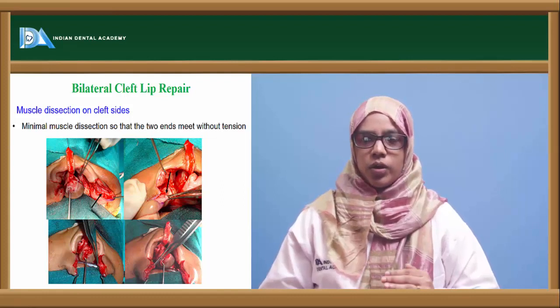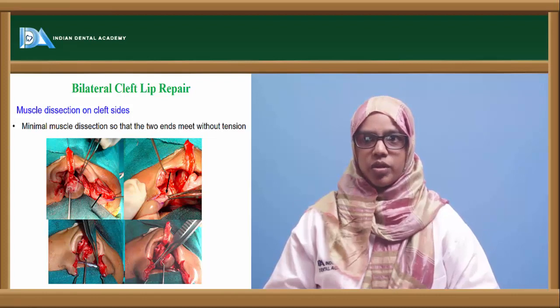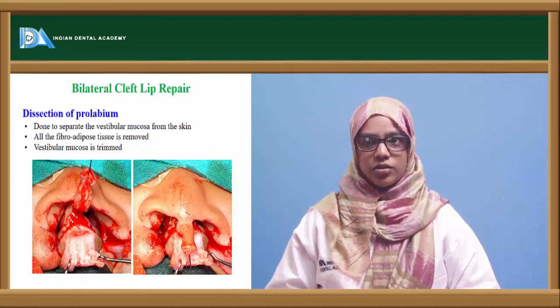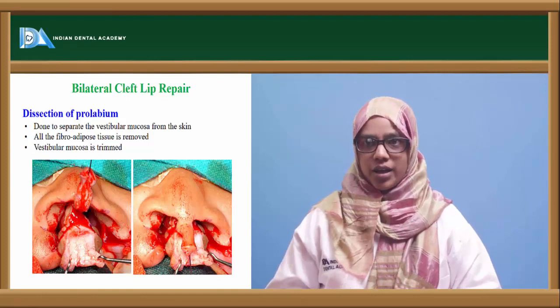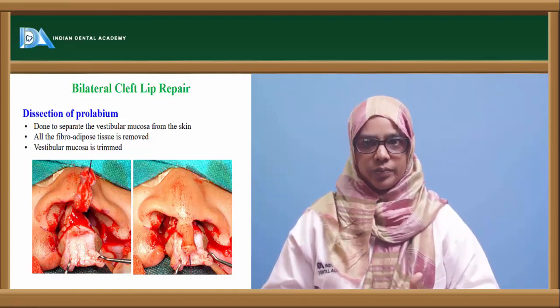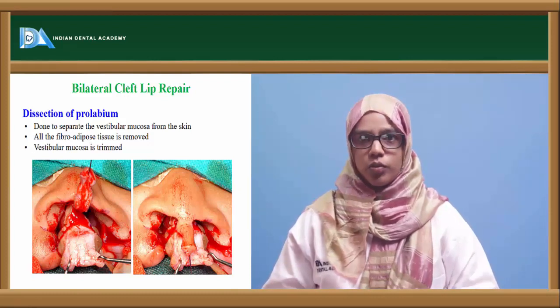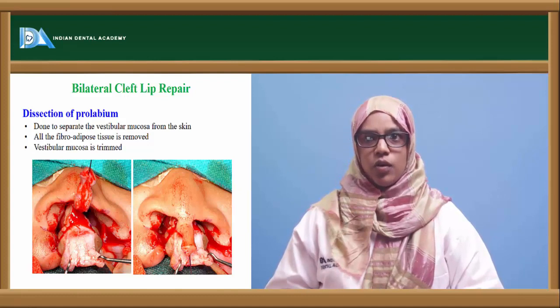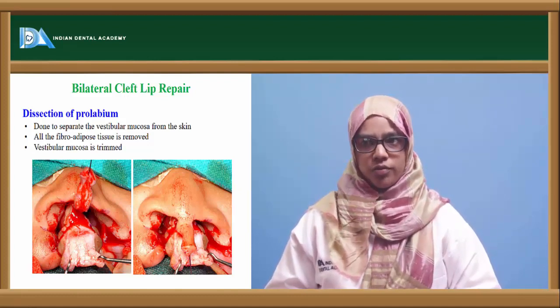Once you have done that, remove the sterile zone, do the minimal muscle dissection on the cleft side. After doing the minimal muscle dissection, do ala nasalis dissection. Once you have done the ala nasalis dissection, similarly you will do periosteal mass elevation. Once you have done that, you will dissect the prolabium. The prolabium dissection is done to separate the vestibular mucosa from the skin. All the fibrofatty tissue is removed and the vestibular mucosa is trimmed.